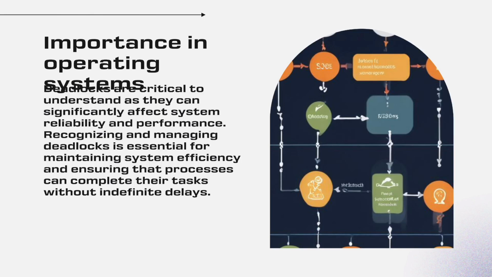Next, we see importance in operating systems. Deadlocks are critical to understand as they can significantly affect system reliability and performance. Recognizing and managing deadlocks is essential for maintaining system efficiency and ensuring that processes can complete their tasks without unnecessary delays. Next, causes. We can see the causes of deadlocks.